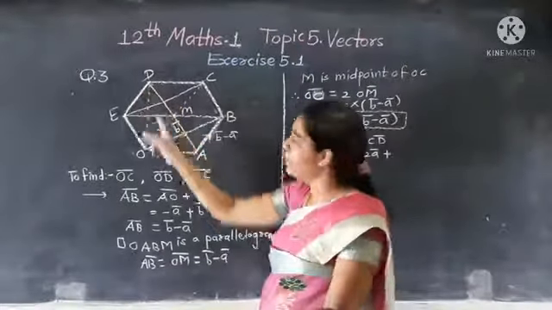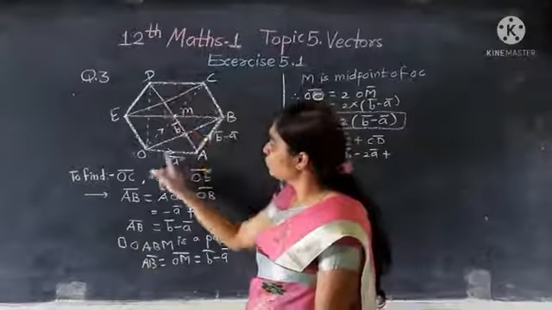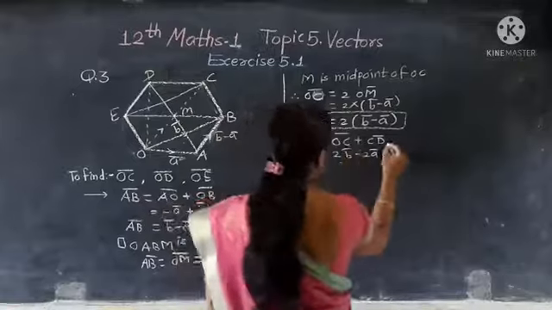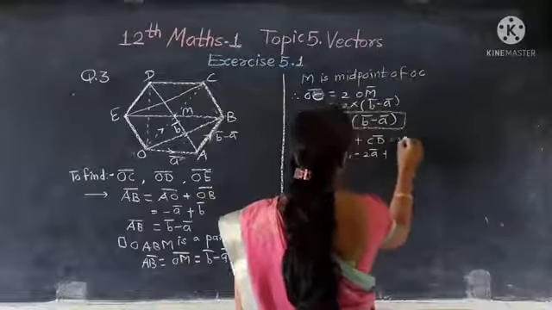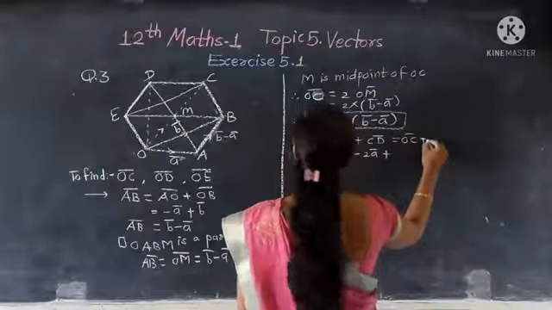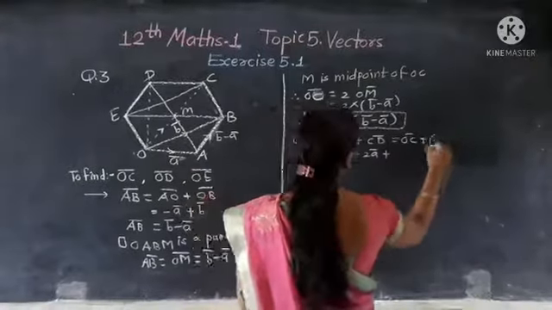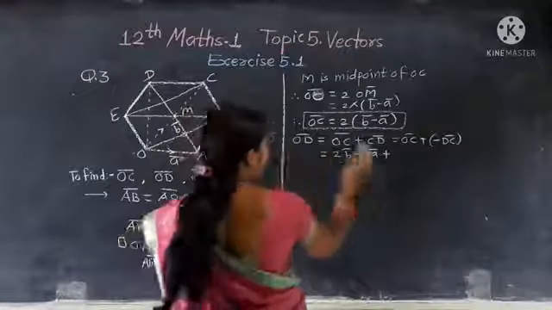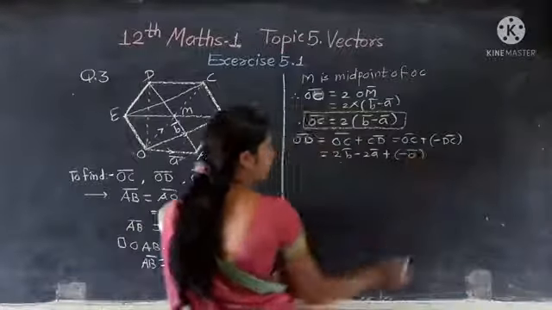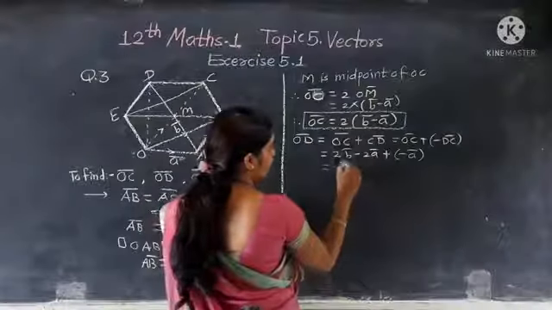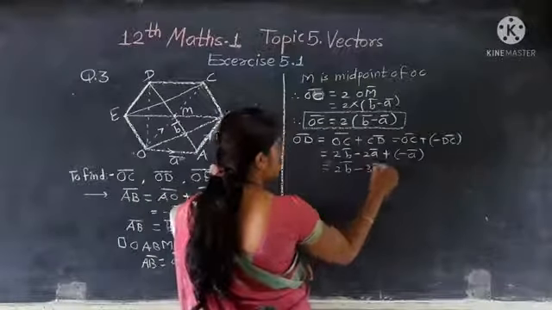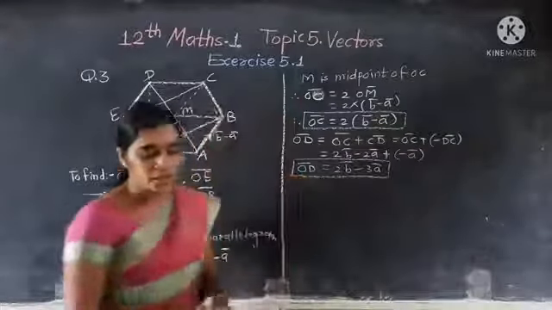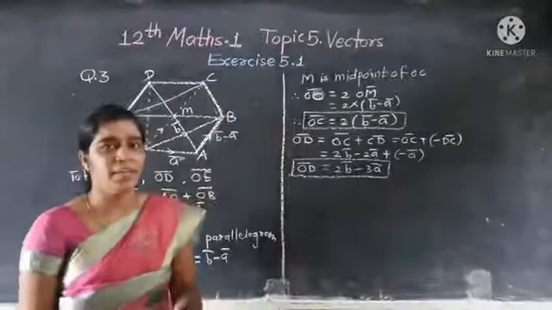What is the value of CD bar? CD bar is equal to OA bar. We write CD bar as minus DC bar. So what is the value of DC bar? A bar. We get minus A bar. So 2B bar minus 3A bar. We get OD bar as 2B bar minus 3A bar.